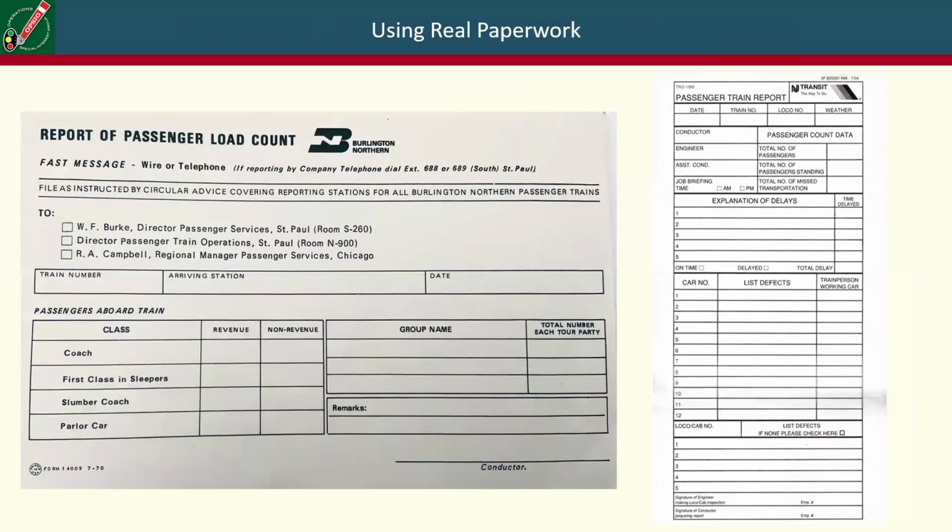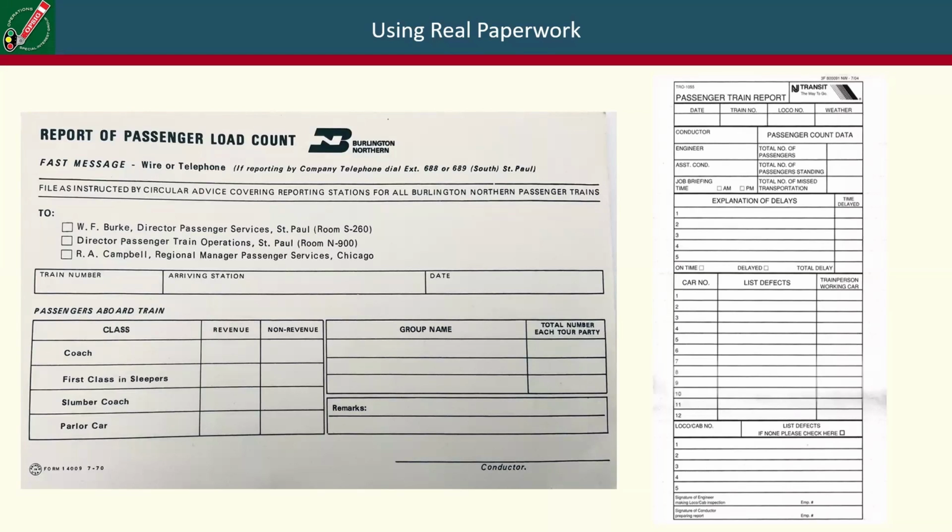Okay, I'm just going to briefly go over some of the real railroad paperwork. You can use these if you want or not. This is just showing what some of the real railroads use. And the left was what BN used for conductors with the report of passenger load count. So you can use this if you want for the conductor of trains. You would have to write down the train number, arriving station, and the date. Then below that are the cars on the train. Then you write how many passengers or revenue passengers, non-revenue passengers, and if there are groups.